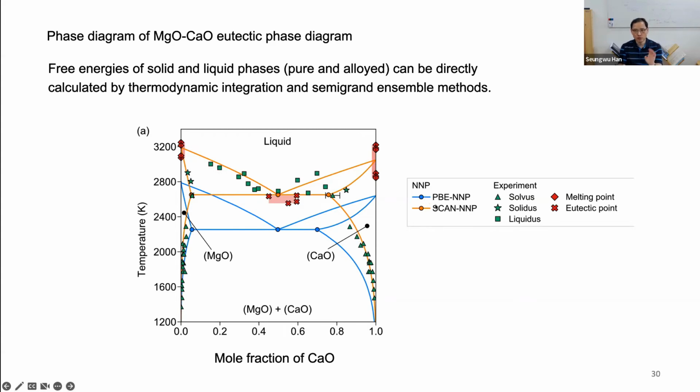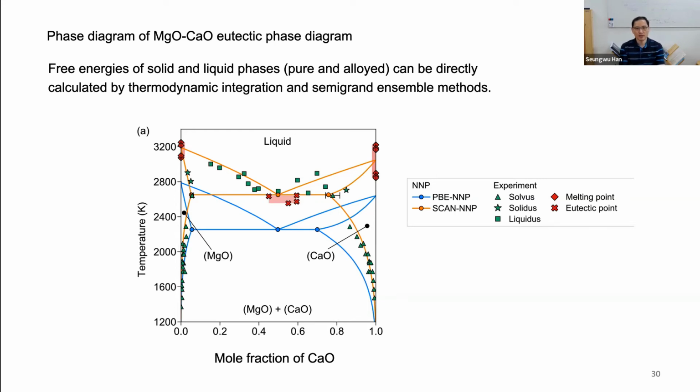And there are two, but let's ignore this PB. Let's focus on the SCAN NMP here. Then this orange line closely reproduces all the phase boundaries that were measured by experiment. This is amazing, right? This is pure computation without any knowledge from the experiment, but still you can obtain the same phase diagram without that much experimental effort.